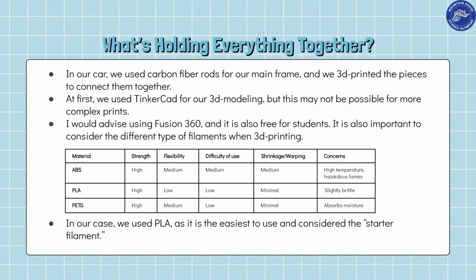It is also important to consider the different types of filaments when 3D printing. In our case, we use PLA as it is the easiest to use and considered the starter filament. In this table, you can see how each material compares and the different strength, flexibility, and concerns of each material.